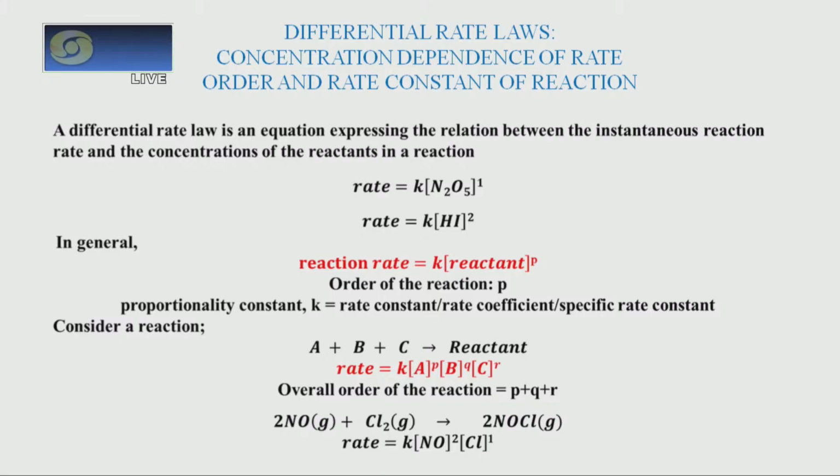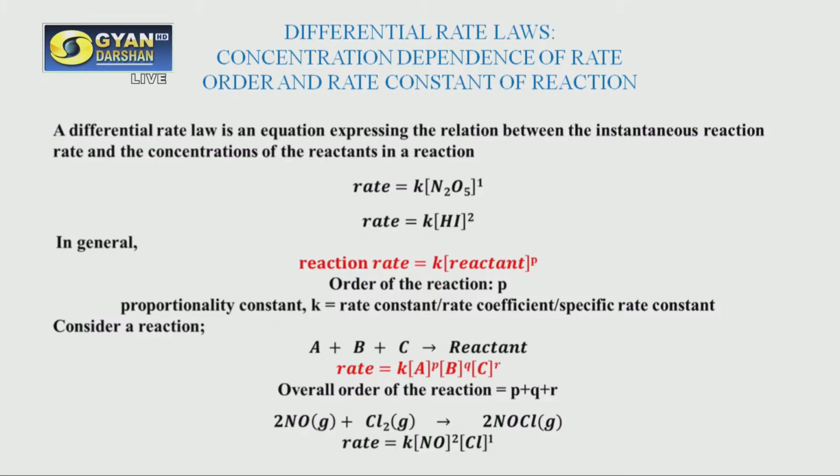So simply we can write A plus B plus C gives some product, then the rate should be K, the rate constant, into concentration of A to the power p, B to the power q, and C to the power r. Then the overall order of the reaction is p plus q plus r. Here the proportionality constant K is called the rate constant, or the rate coefficient. Sometimes it is called the specific rate constant.